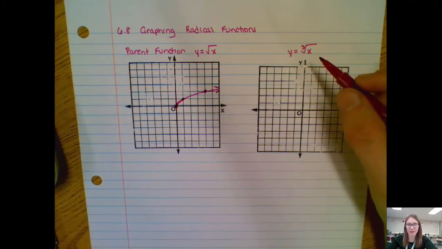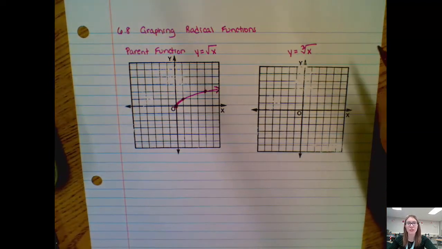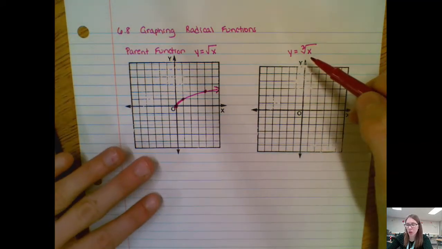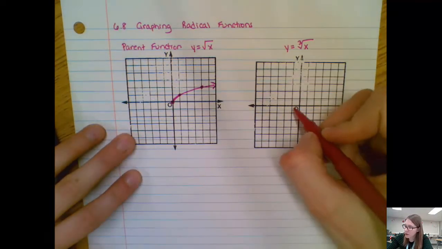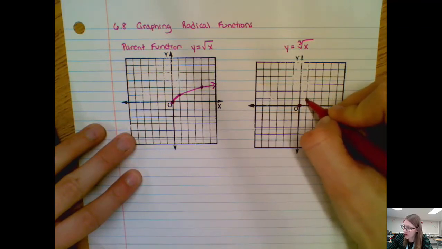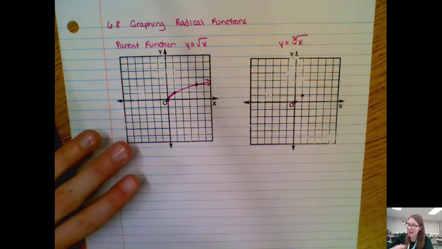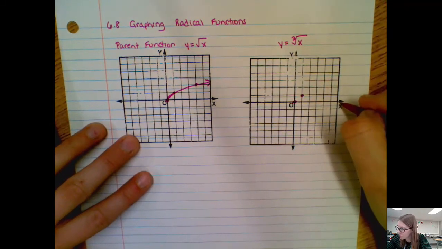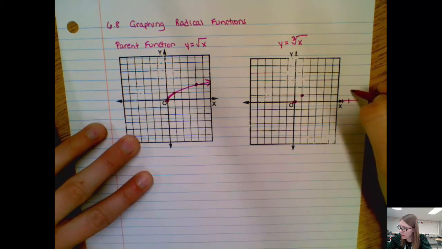Cube root of x, try to visualize for a second what y equals x cubed looks like. Okay, that was this shape. Y equals the cube root of x is kind of similar but flipped on its side. The cube root of 0 is 0. The cube root of 1 is 1. The next number we can cube root nicely isn't until we get to 8. My graph here only goes up to 6, so I'll extend this a little bit more. The cube root of 8 is 2.